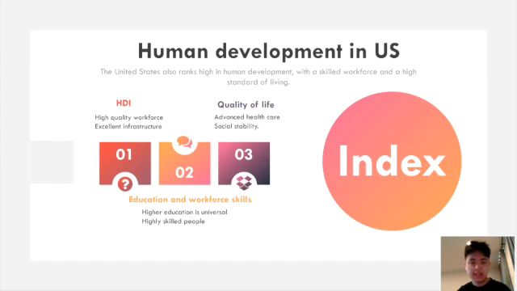Second is education and workforce skills. The American literacy rate is close to 100%, with universal access to higher education. At the same time, there are highly skilled people in various industries, especially in technology, healthcare, and services. Finally, quality of life indicators. Advanced healthcare infrastructure and social stability contribute to increased employee satisfaction and productivity.